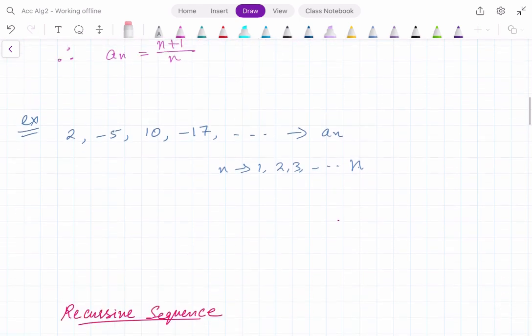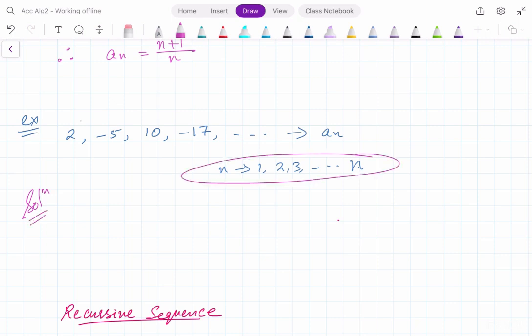Let's try one more. Now, in this case, again, we are considering n as the counting numbers. What will happen when n is 1? What will happen when n is 2? If you look at the sequence that is given, when n is 1, the term should be 2. When n is 2, the term should be negative 5. So the a n terms are given.